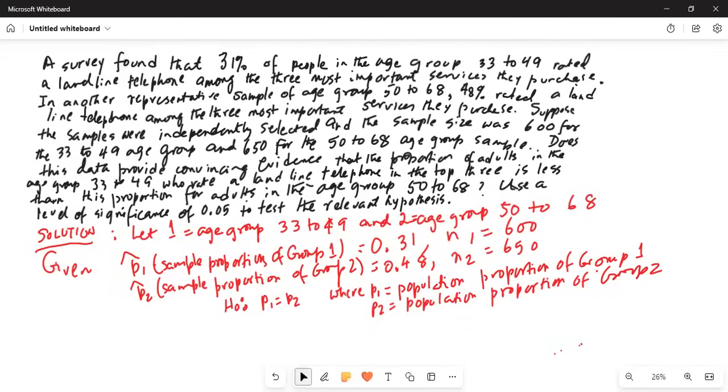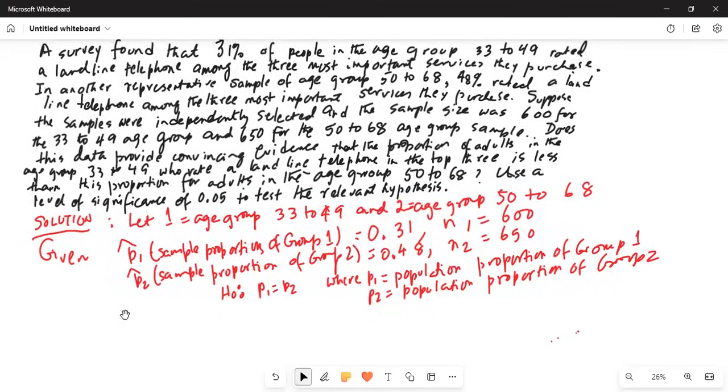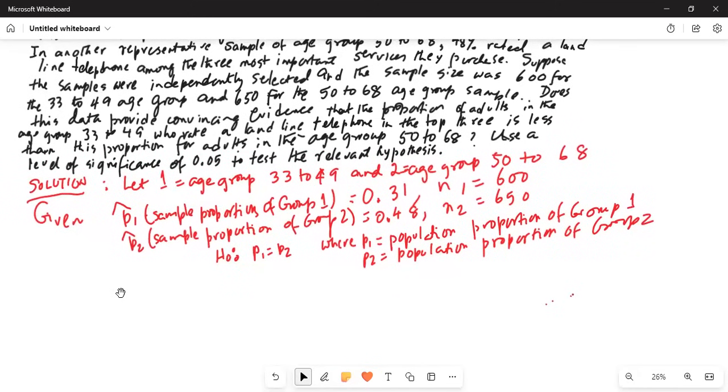Then what is the alternate hypothesis or the test hypothesis? The alternate hypothesis, as stated in the problem statement, is P1 is less than P2. So, first thing we will check the conditions.